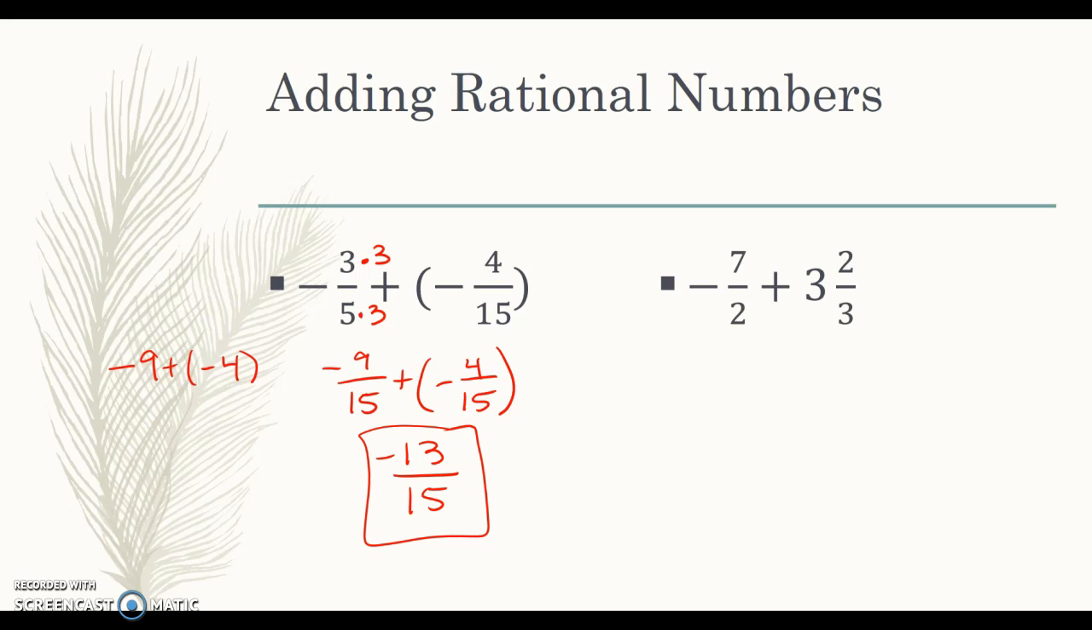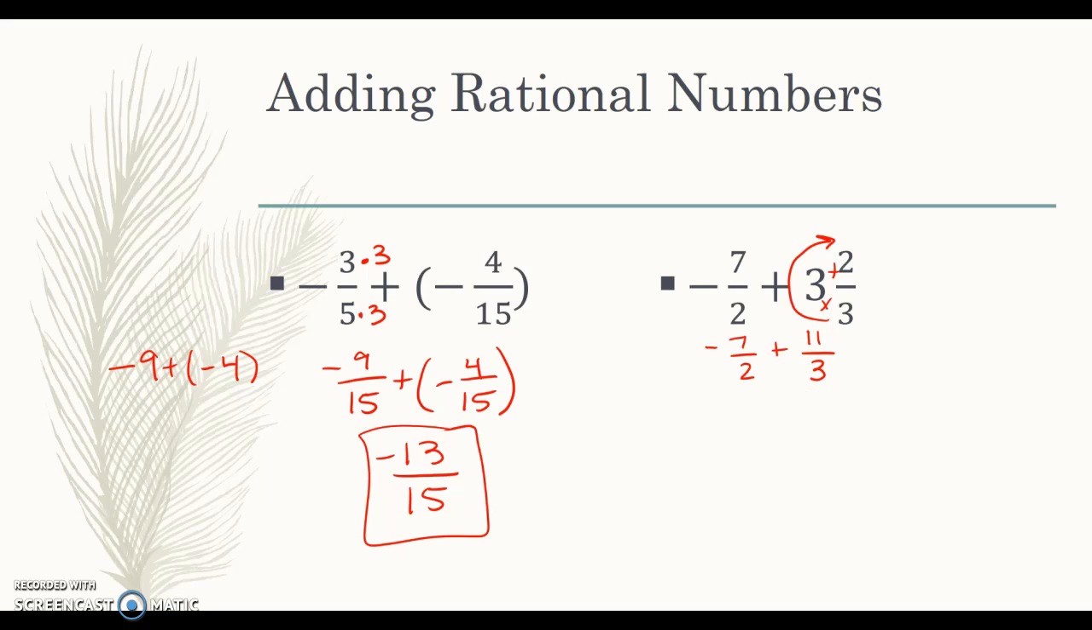The second problem is pretty similar. We still need a common denominator. The only difference here is that we've got this whole number that we have to deal with. So we're going to turn that into an improper fraction. I'm going to drop down my negative 7/2 since I'm not doing anything with that yet, and I've got 3 2/3. So 3 times 3 is 9, plus 2 is 11 over 3.